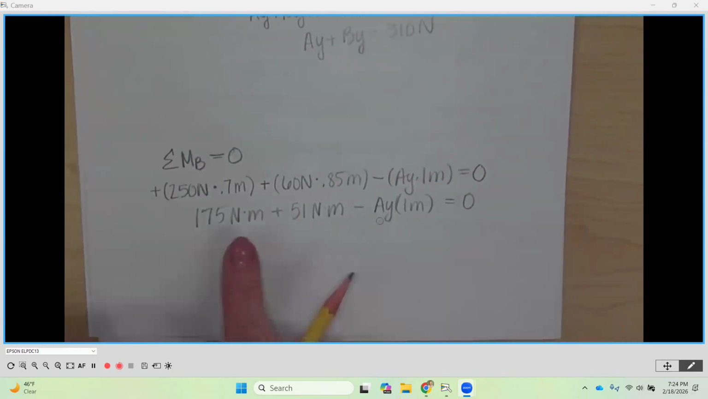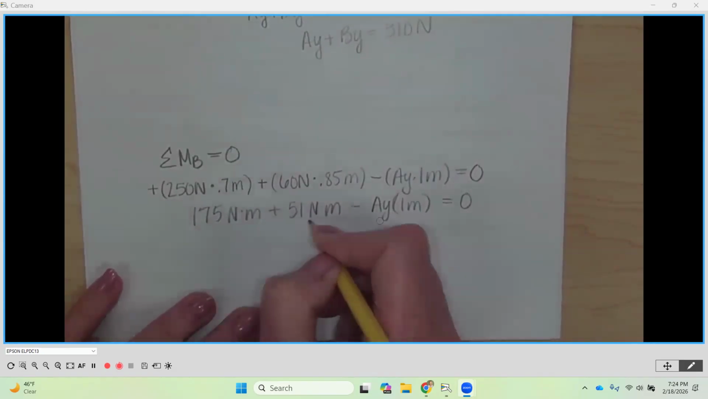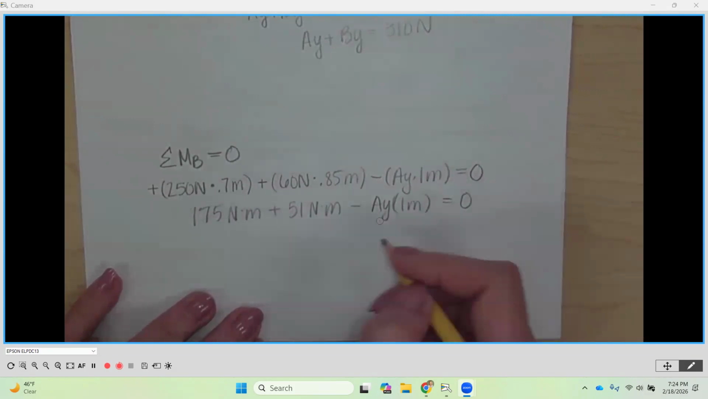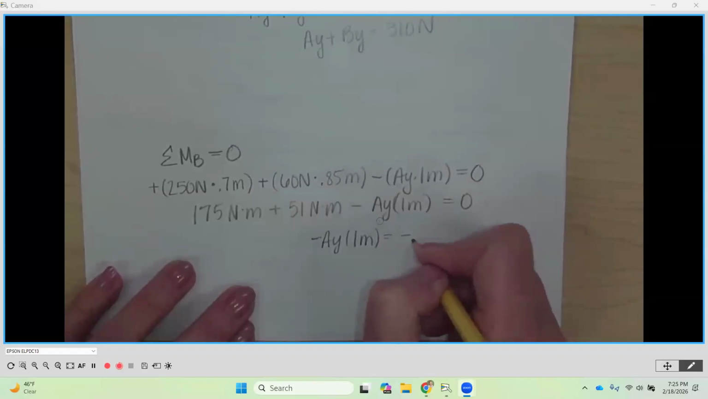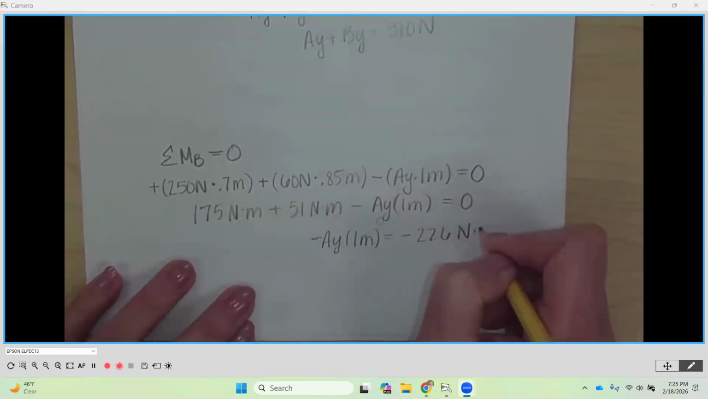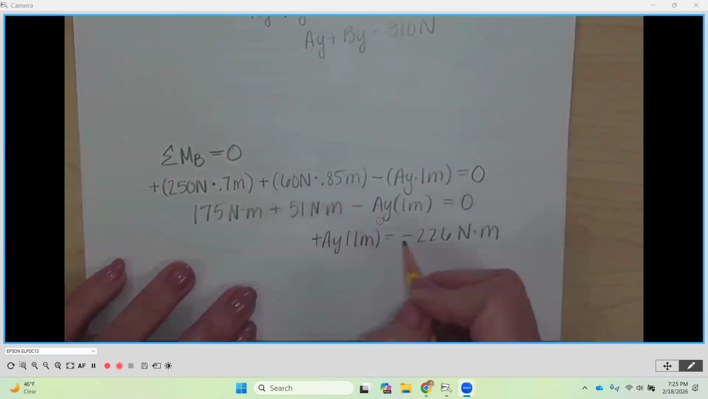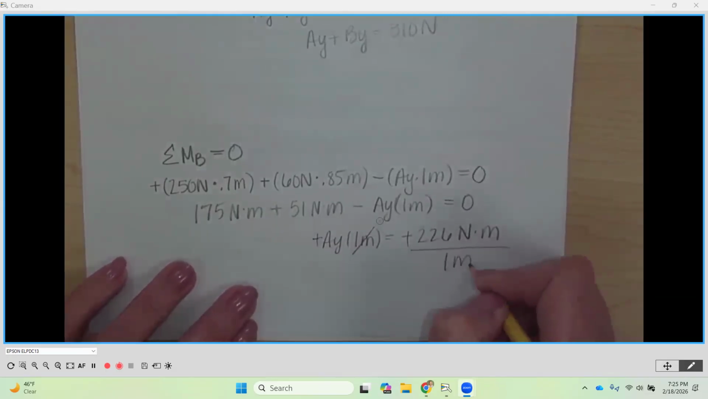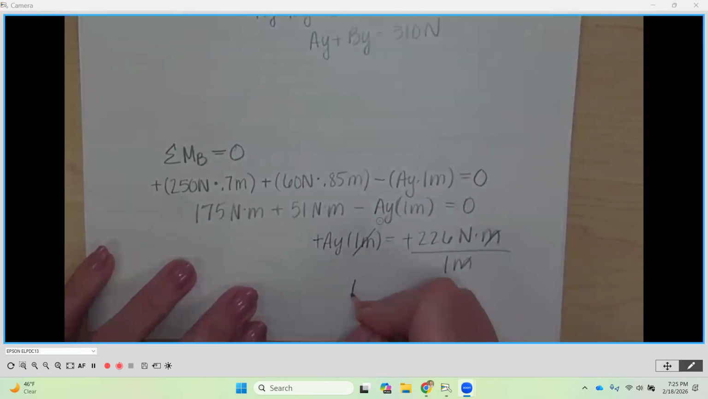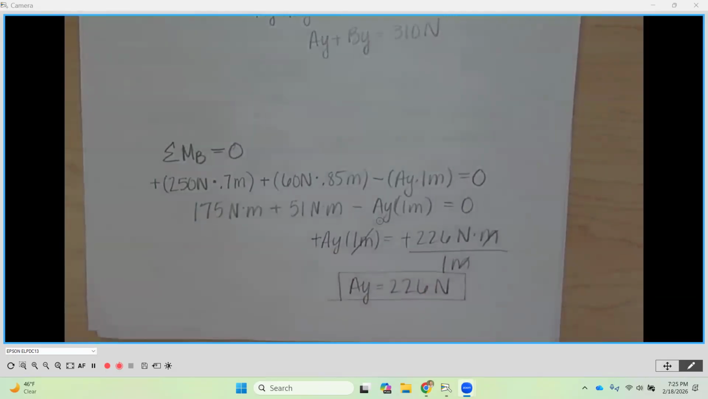Okay. So now I'm going to combine these two. It's going to be 226 together, and I'm going to move them to the other side. So I'm going to have a negative AY times 1 meter is equal to a negative 226 newton meters. See what I did there? Negatives on both sides, they both become positive. And then I'm going to divide both sides by 1 meter. This one's kind of easy, right? And my AY is going to equal 226 newtons. Okay, box around.